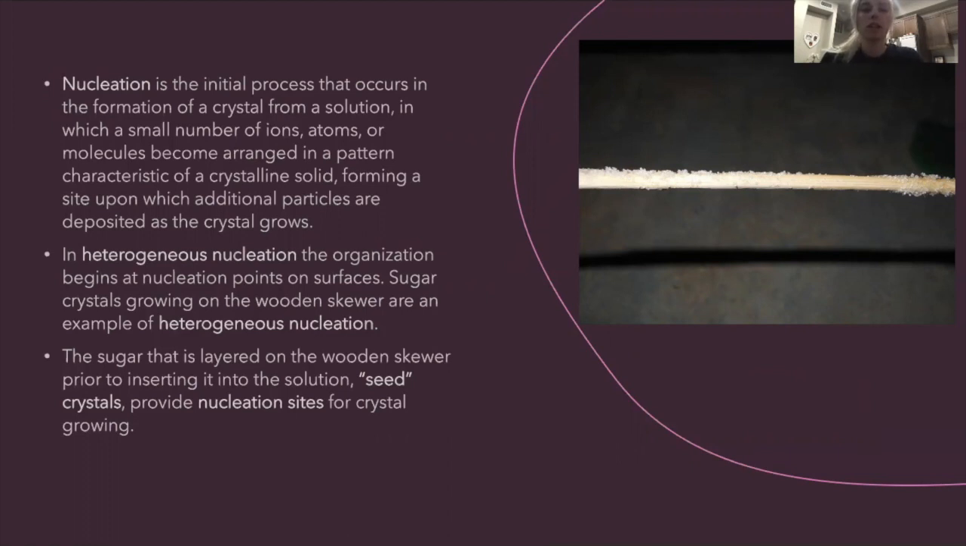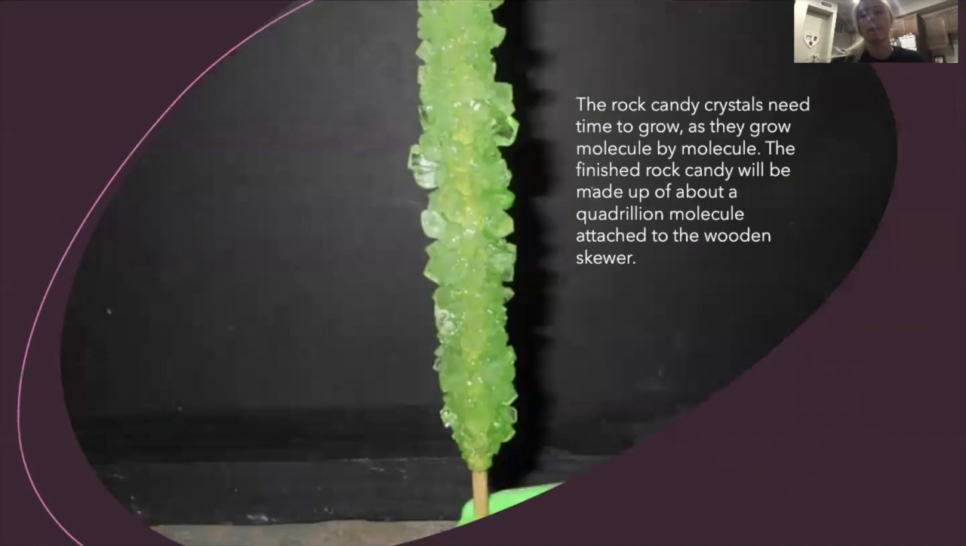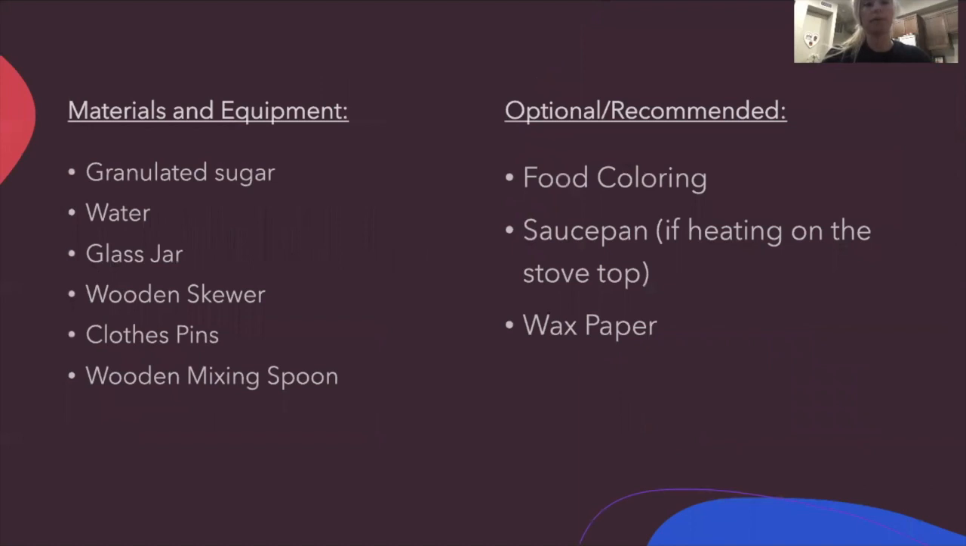The sugar that is layered on the wooden skewer prior to inserting it in the solution, seed crystals, provide nucleation sites for crystal growing. The rock candy crystals need time to grow as they grow molecule by molecule. The finished rock candy will be made up of a quadrillion molecules attached to the wooden skewer.